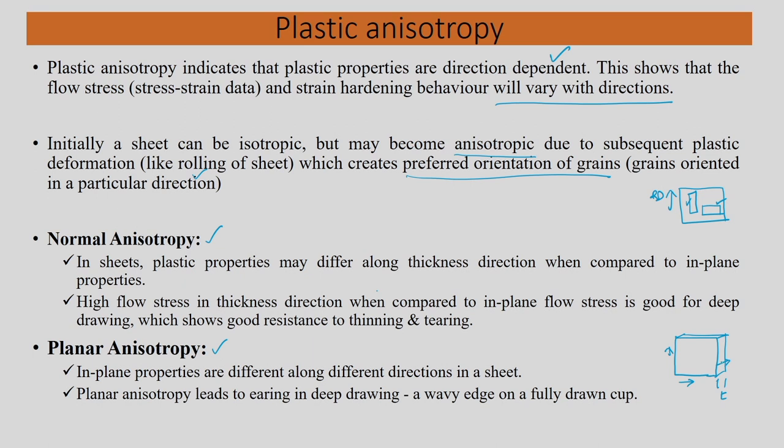Okay, when we quantify this R value, we will see why briefly, but it is good. Why? Because it shows good resistance to thinning and tearing. So, you have a good strength in the thickness direction when compared to the in-plane directions, meaning in the thickness direction it is very difficult to deform the material. It shows good resistance to thinning and tearing. So, you may have good deep drawability.